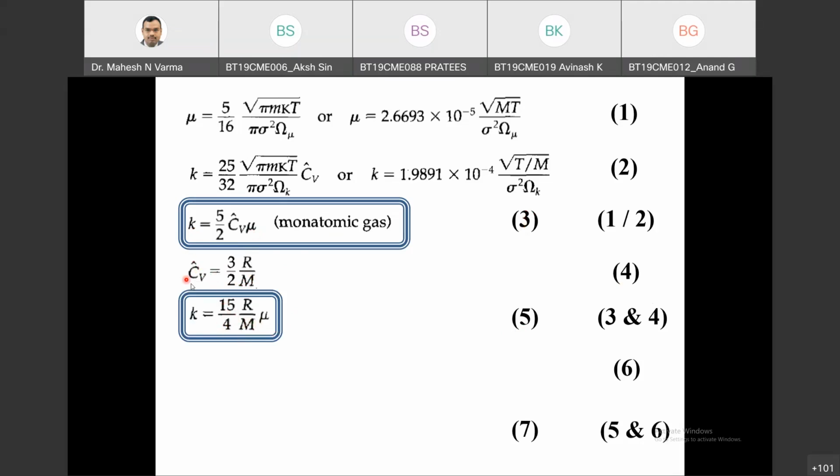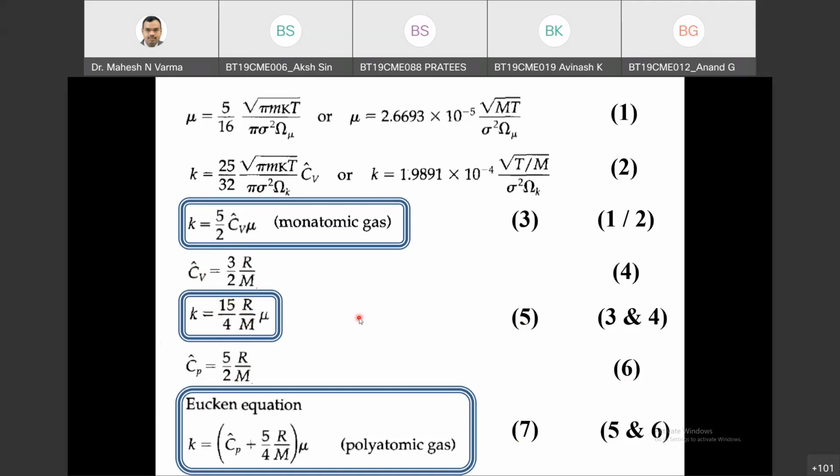And a similar thermodynamic relation is available for Cp also. Cv can be related to Cp using the ideal gas constant. This is Cp equals 5 by 2 R by M. So combining this 5 and 6 and rearranging the equation, you will get K equals Cp plus 5 by 4 R by M.